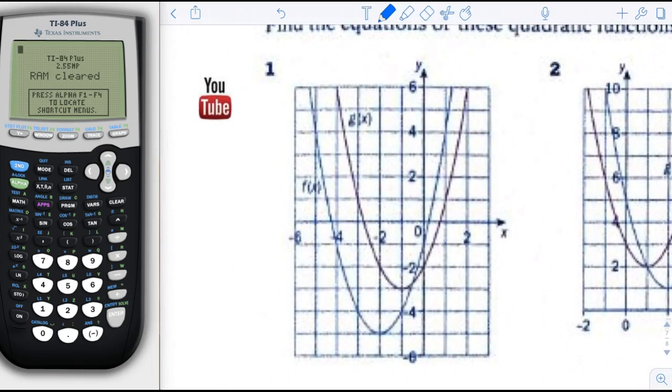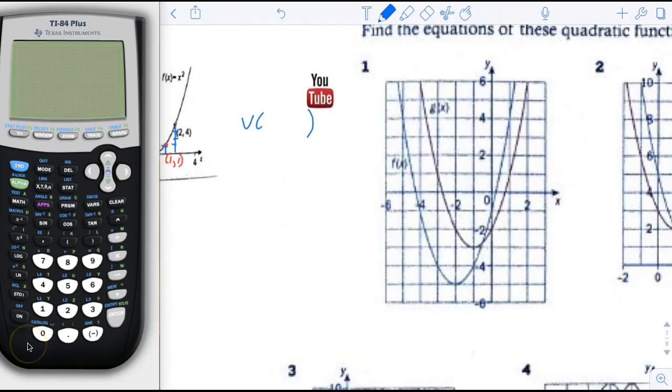One of them is red and one of them is blue. It's very hard to see that, isn't it? So first we'll look at the blue one. The blue one has a vertex at (-2, -5). So the vertex is at (-2, -5), which means it's right there.